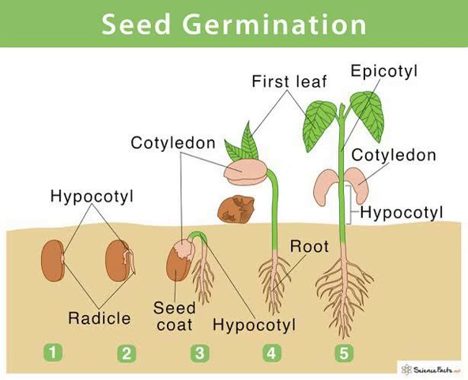Light constitutes different spectrum zones such as ultraviolet, blue, green, red, far red, etc., having different effects on germination. For example, red light usually promotes germination, whereas blue or far red light inhibits it.